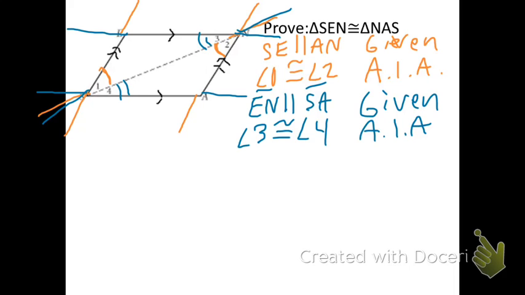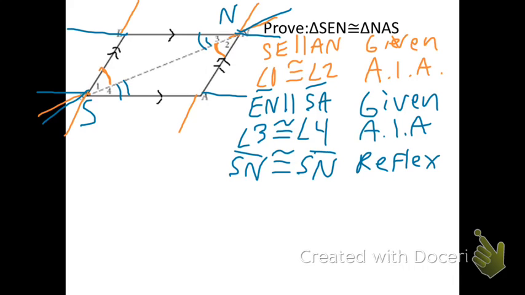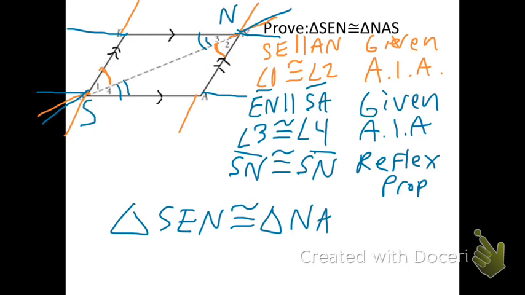Alright, hopefully you saw that, and you can't really see it because I drew over them, but segment SN is congruent to itself because it's shared by both triangles. So SN is congruent to SN by the reflexive property. So now I have enough information to show that triangle SEN is congruent to triangle NAS because of the angle, side, angle triangle congruence conjecture.